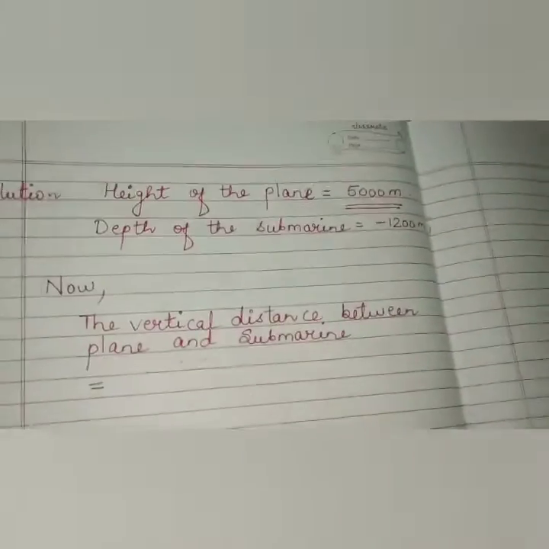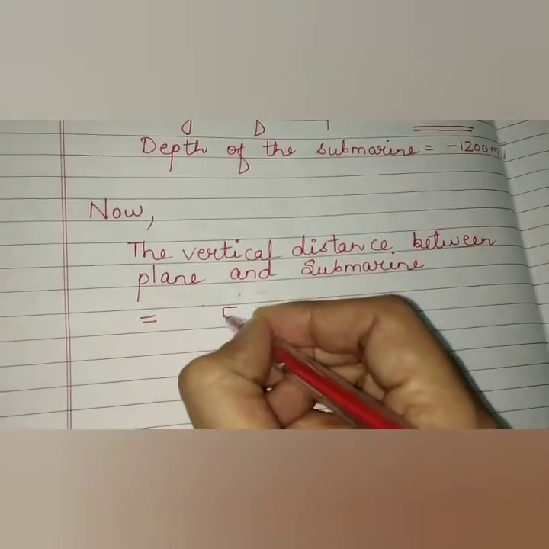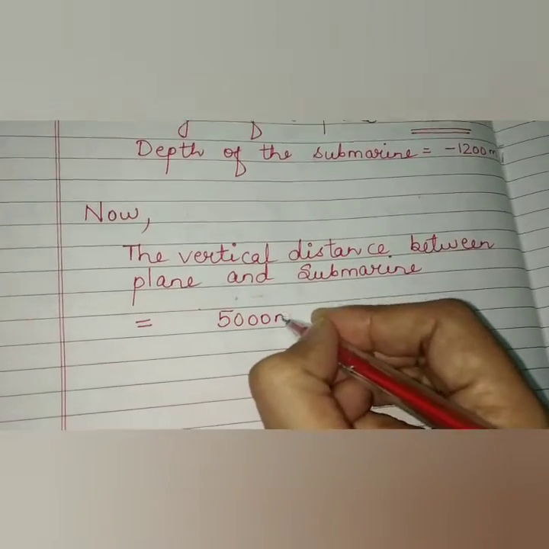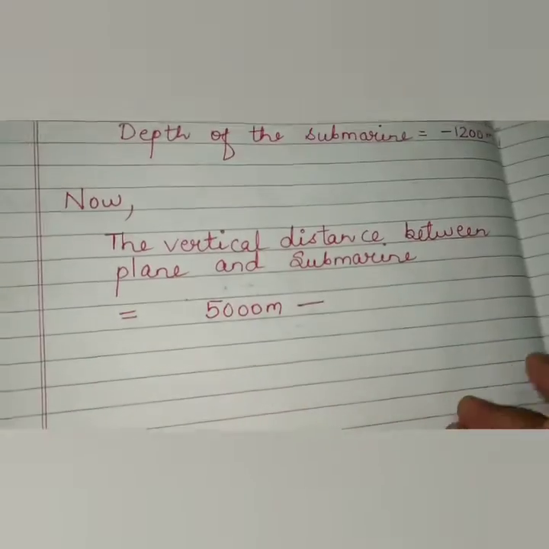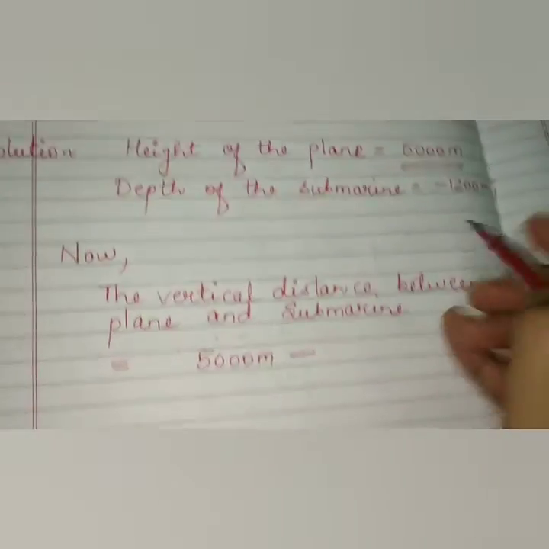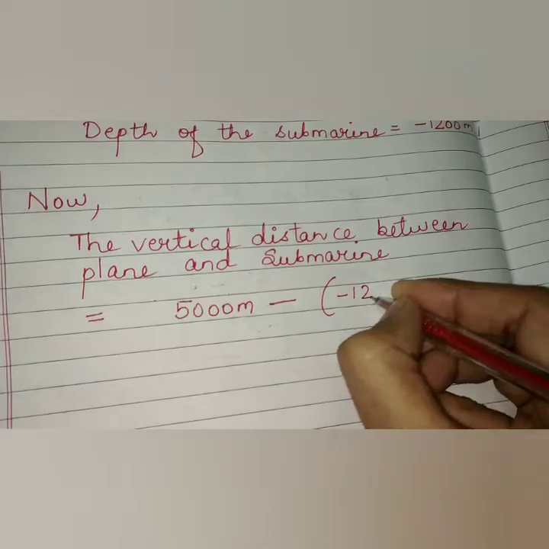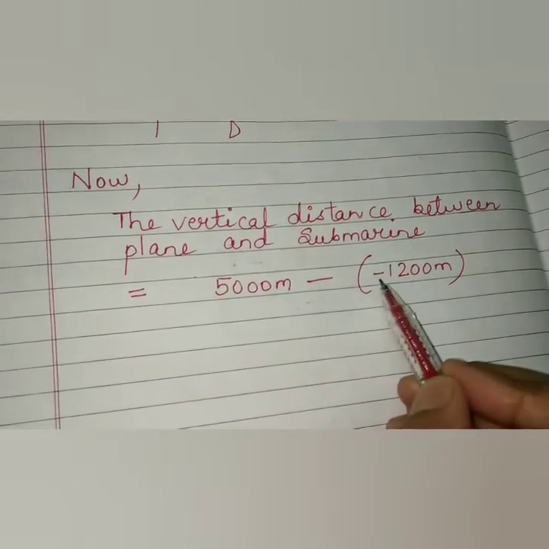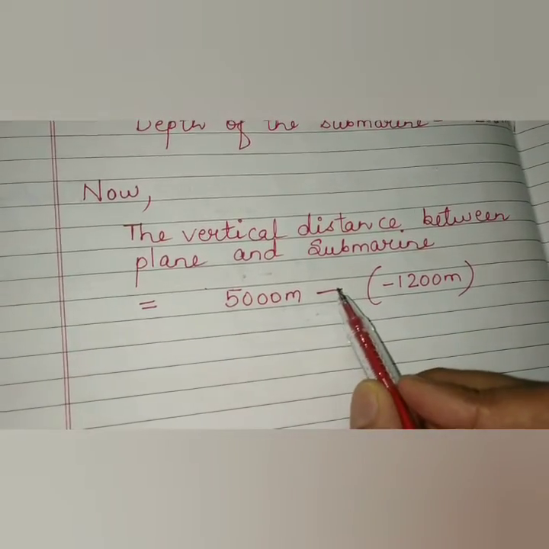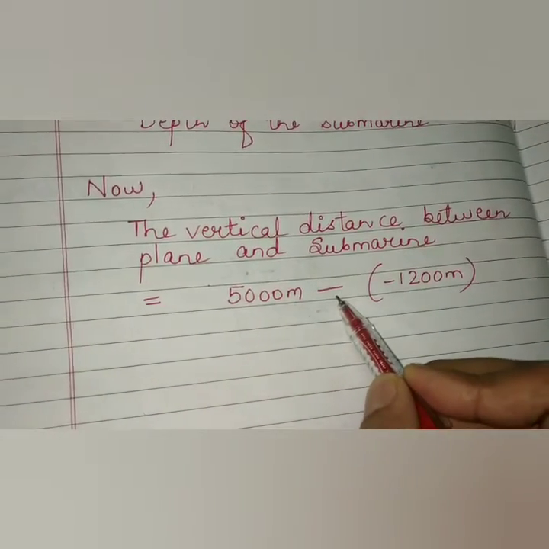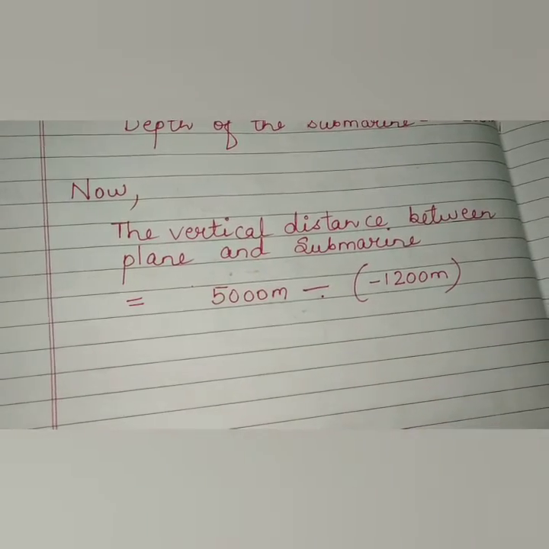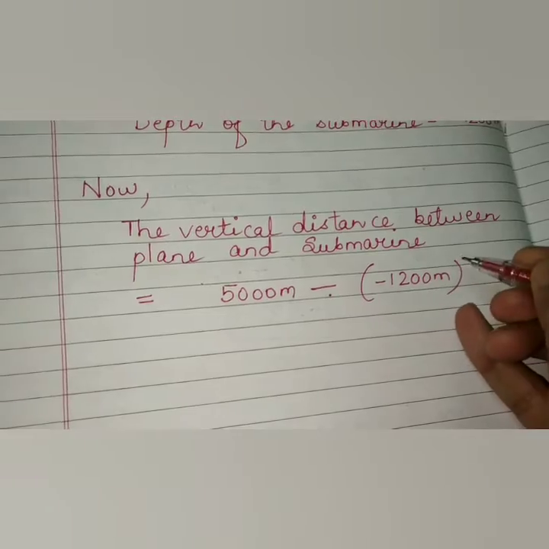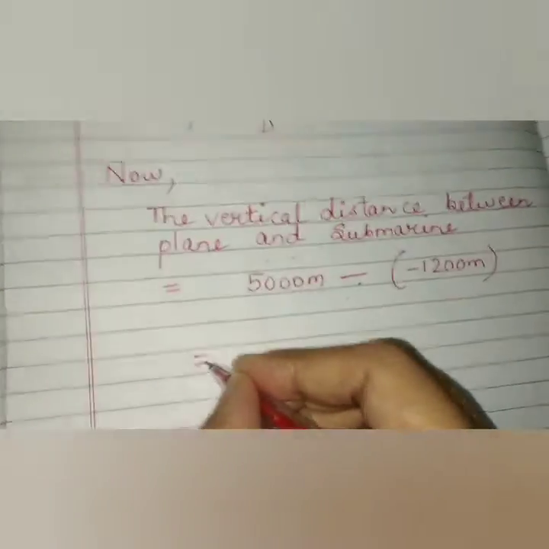Okay, now the distance of the plane is this 5,000 meter, minus sign. Now the submarine value is minus 1200 meter. I hope you all understood this thing. As we are finding the distance between the two, that is why we are putting the subtraction sign. And why we have put the subtraction sign over here, I think already I have discussed, because it was below the sea level.